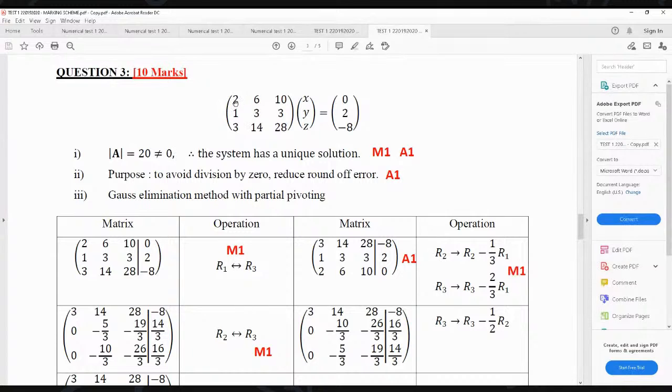For the determinant of A, you close row 1 and row 2, 3, 3, 14, 28, and you get the solution. Then whether you want to use row or column, you close the second column and second row, so you can get the value. So this is the determinant.